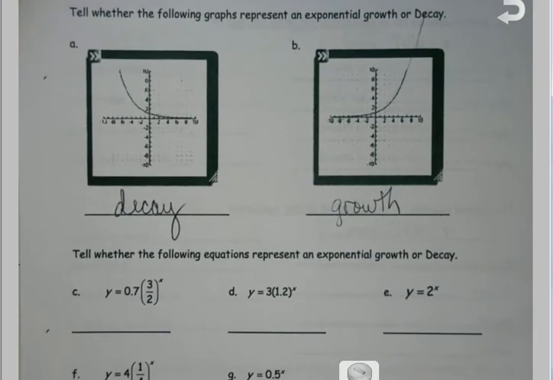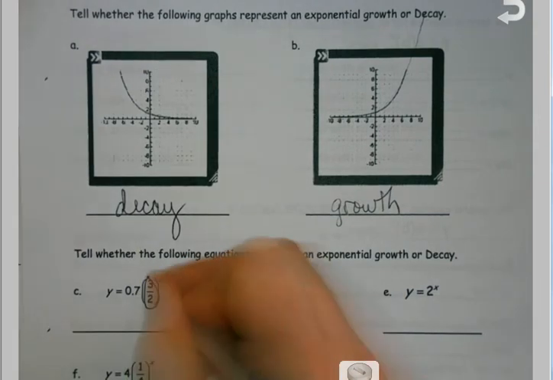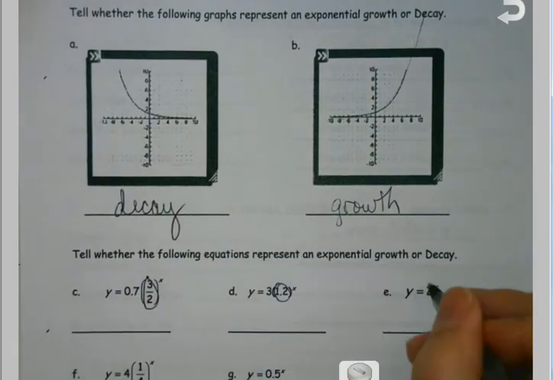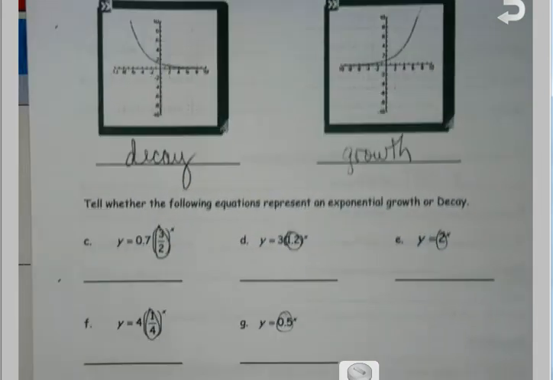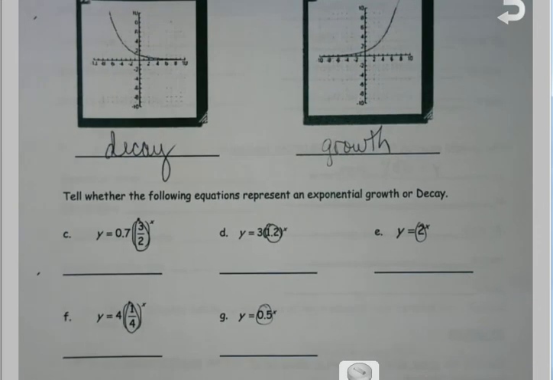Now, I may not always get a picture, though. Sometimes it says, tell whether they show growth or decay. I'm always looking at the number that's being taken to the x power. That's all I care about. The number in front doesn't really do anything for me as far as figuring out growth or decay.